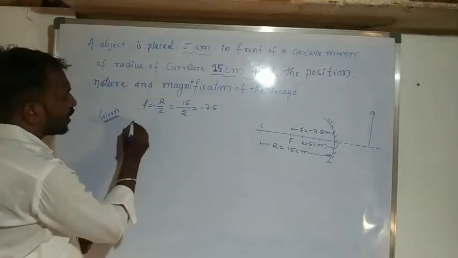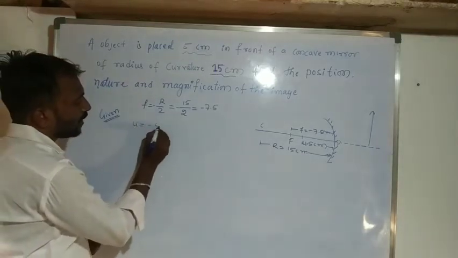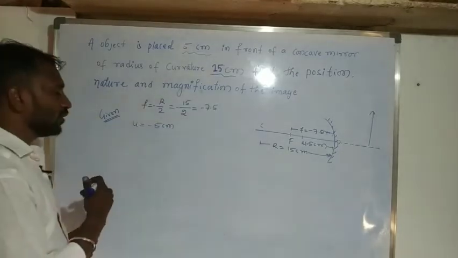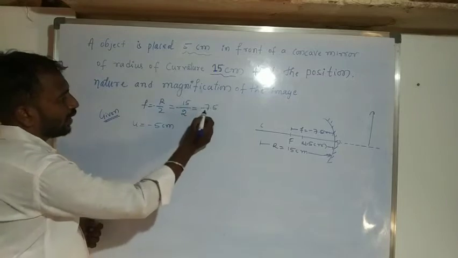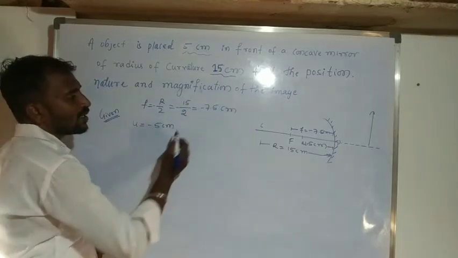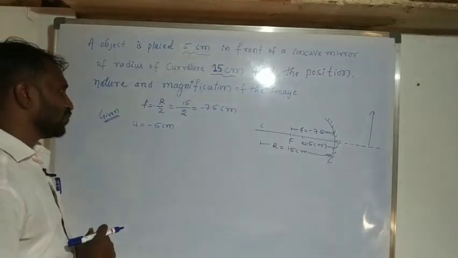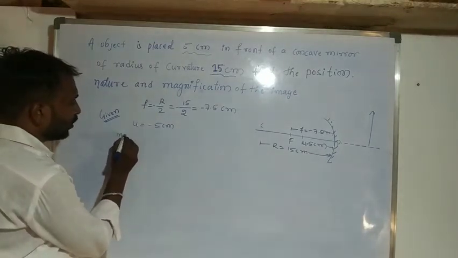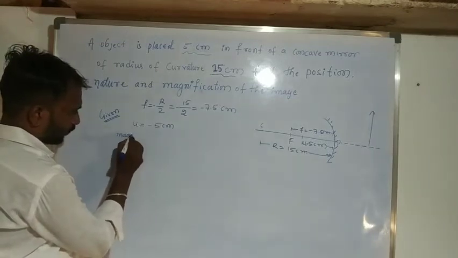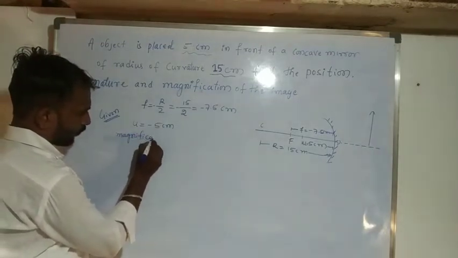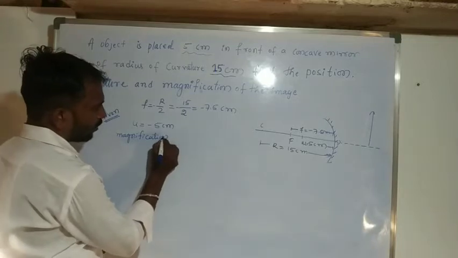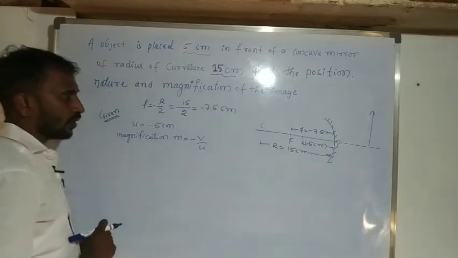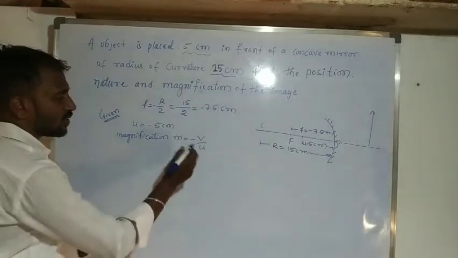So first one is the object distance. U is equal to minus 5 centimeter. Why? Because in front of a mirror, it means opposite to the incident ray. And the focal length is minus 7.5 centimeter. Okay, so here we want to calculate magnification. Magnification M is equal to minus V divided by U. V means image distance, U means object distance.